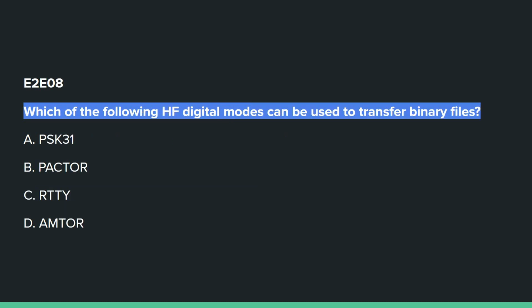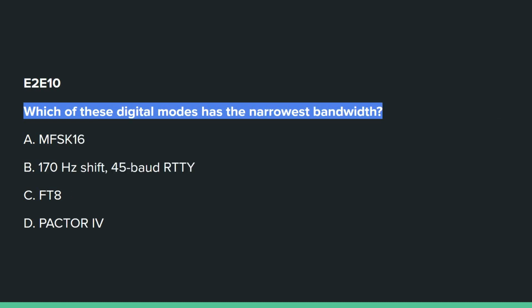E2E08, which of the following HF modes can be used to transfer binary files? That's B, PACTOR. E2E09, which of the following HF modes uses variable length character coding? D, PSK31. E2E10, which of these digital modes has the narrowest bandwidth? C, FT8.